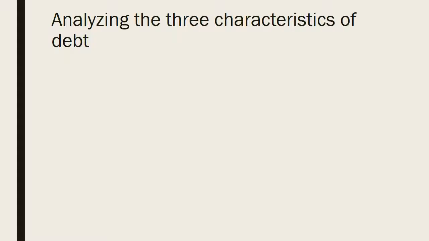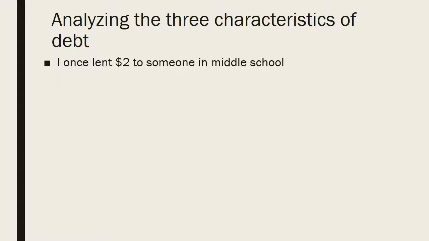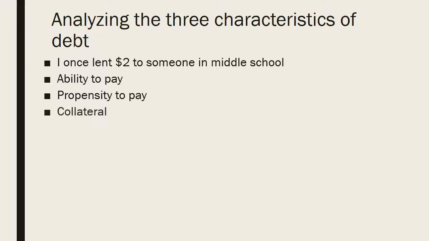Now let's walk through an example from my life. I once lent $2 to someone in middle school, the kid who sat next to me in my science class. Now, I didn't really think this through. He asked to borrow $2, and I just did it. I don't know why. But as far as his ability to pay, he had given no indication of any ability to pay. Propensity to pay, this is not someone who I would generally characterize with high propensity to pay. On top of that, I had no collateral whatsoever, and I don't think there was any other capital that he could liquidate in the event that he couldn't pay the $2 back.